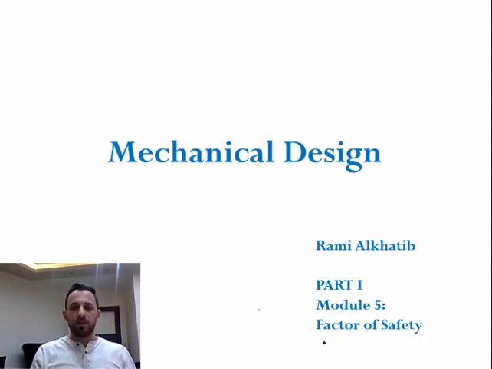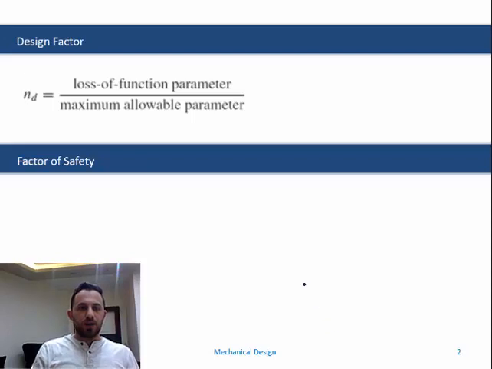In today's session, we will discuss the factor of safety and compare it to the design factor. In a previous session, we defined that design factor is equal to the loss of function parameter over the maximum allowable parameter. The parameter could be a load or a torque or a stress. So if we choose the parameter here in Newton, then the denominator parameter should be in Newton.